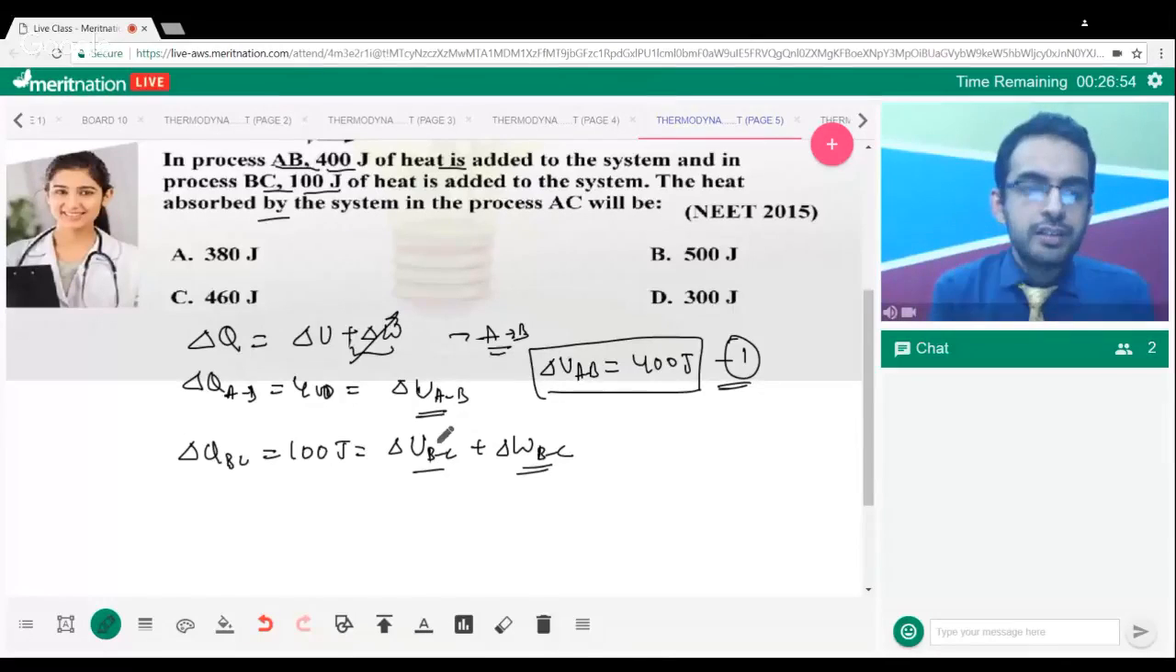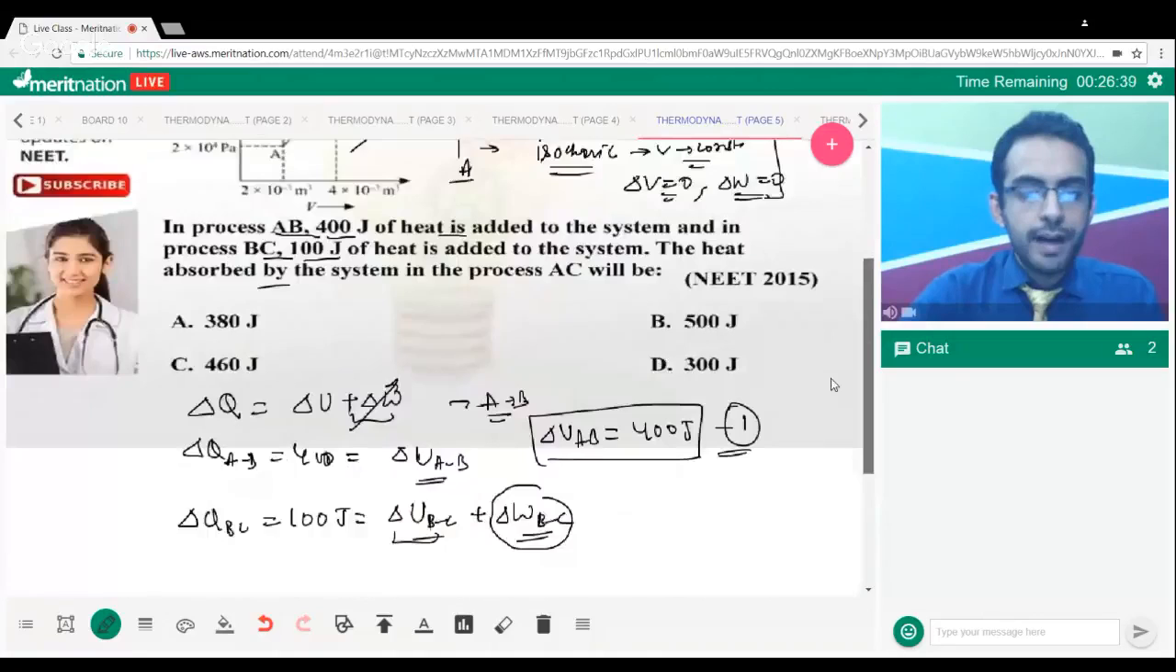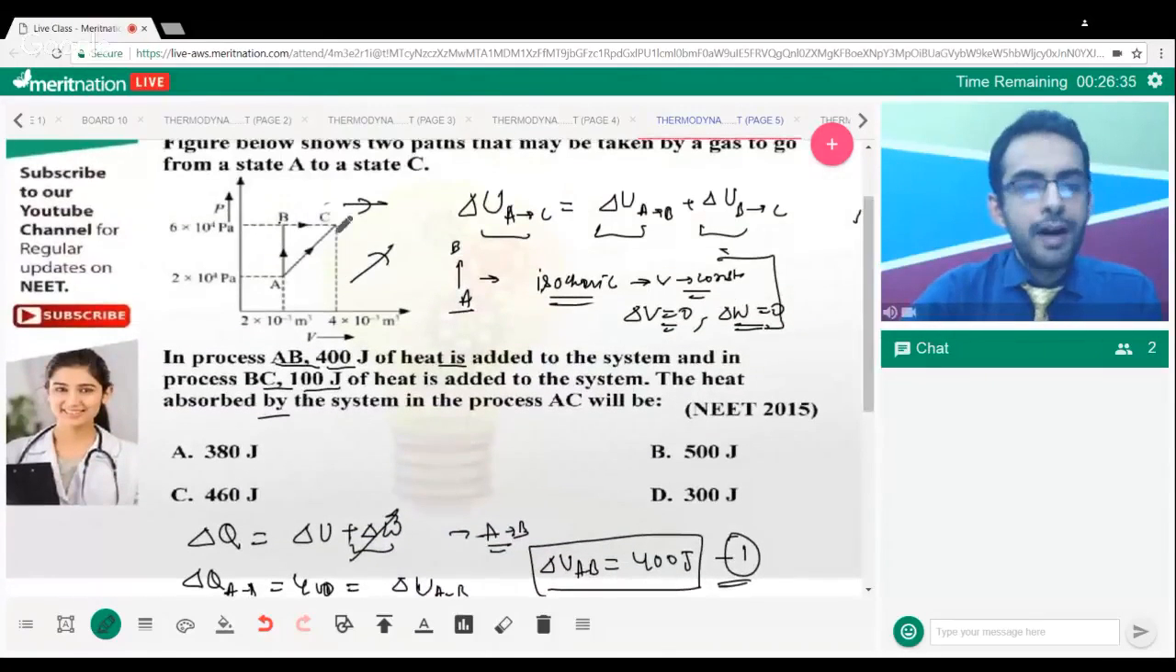So change in internal energy from B to C is delta U BC, and delta W BC is the work done from B to C. So we have to find delta U BC. We can find delta W BC simply by seeing the graph. How can we find the work done? Work done is equal to P delta V. Pressure is constant, so simply multiply P with delta V, and you will get the value of work done.